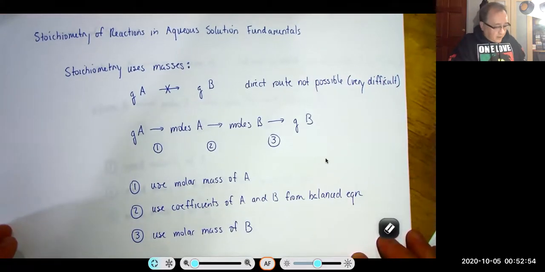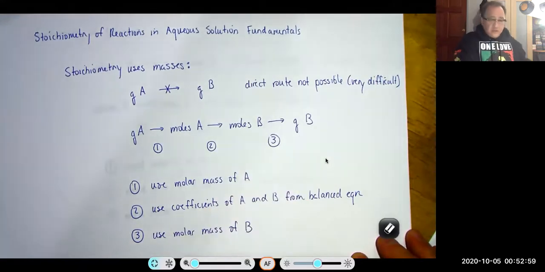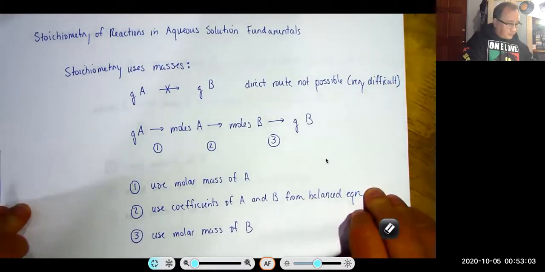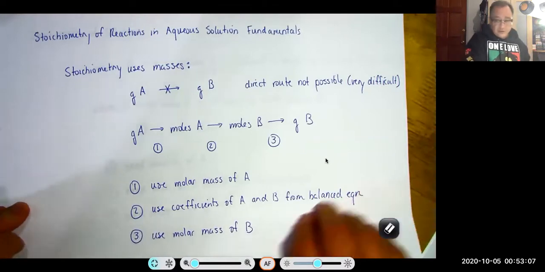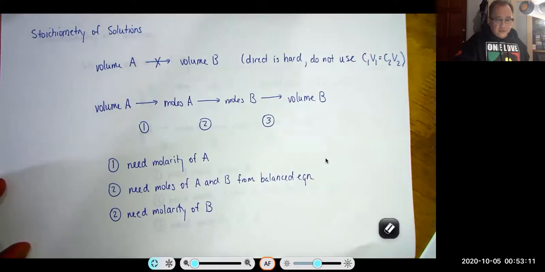So how do you go from moles of B to grams of B? You need the molar mass of B. This is something we've seen before quite a few times, and this is your normal stoichiometry, but not the stoichiometry of solutions. So what do you do in solution stoichiometry?